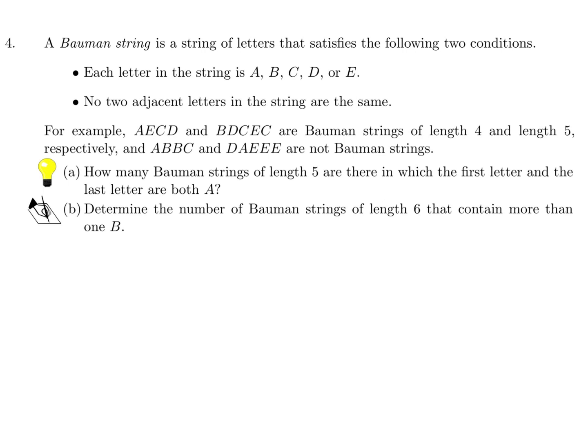A Bauman string is a string of letters that satisfies the following 2 conditions. Each letter is from A, B, C, D, or E. No 2 adjacent letters are the same. For example, A, E, C, D, and B, D, C, E, C are Bauman strings of length 4 and 5, but A, B, B, C, and D, A, E, E, E are not. How many Bauman strings of length 5 are there in which the first letter and the last letter are both A? So we've got 1, 2, 3, 4, 5, and the first and last letters are A.